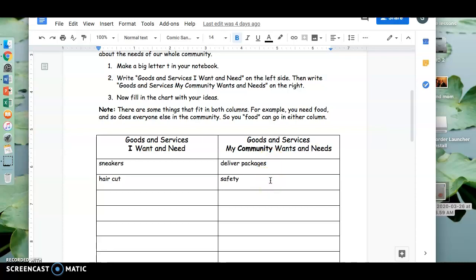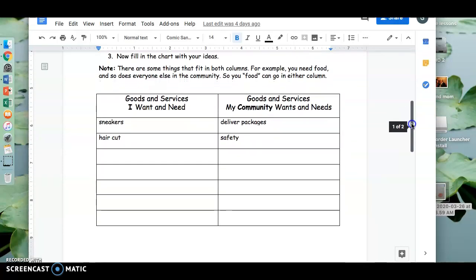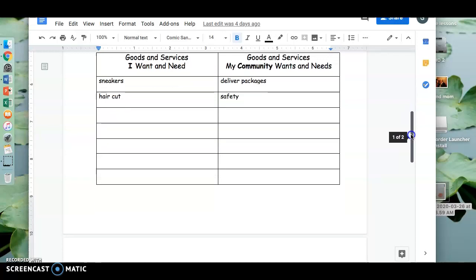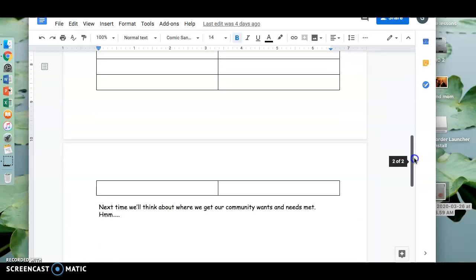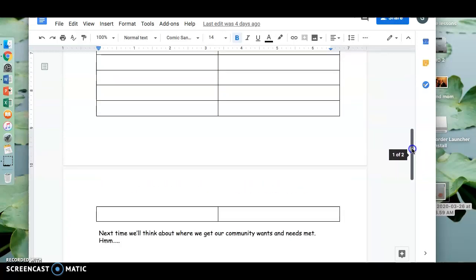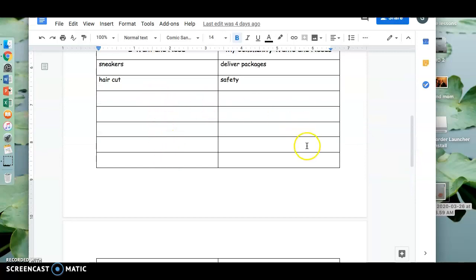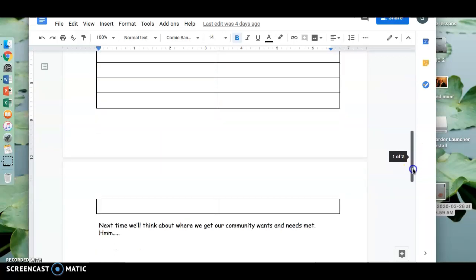What's another good my community wants? Oh, I know. My whole community wants shampoo and soap, because everybody likes to keep clean. Now you add your ideas to the chart.